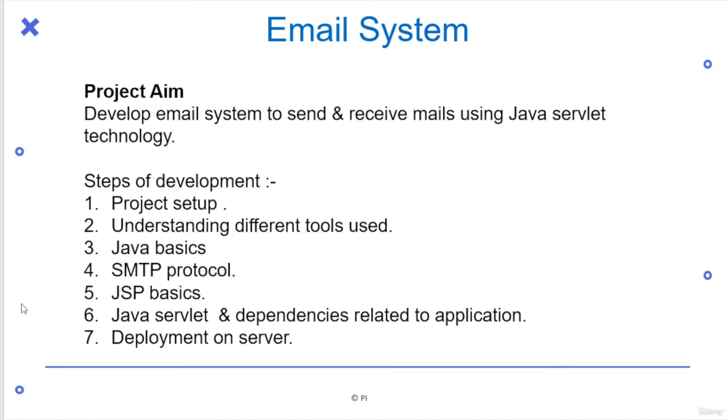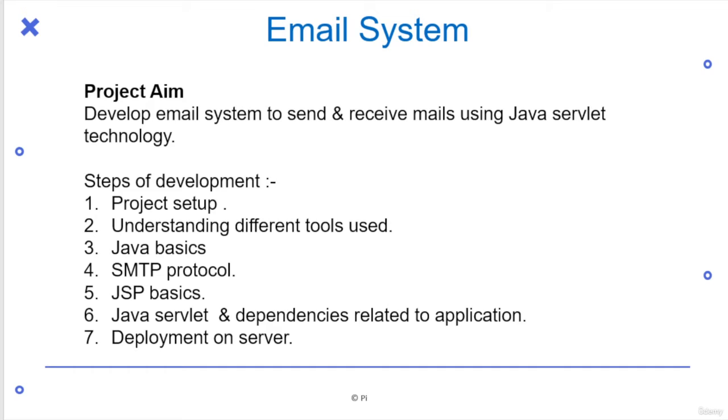So the steps of our development are project setup, how we are going to set up our project first, and understanding the different tools we are going to use here, like dependency injection. I'm going to tell everything here. Then some Java basics, what the SMTP protocol is, then JSP basics, Java servlets, dependency related application, and deployment of the server as the final step. So that's it about our project aim.